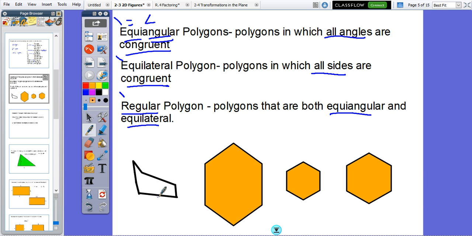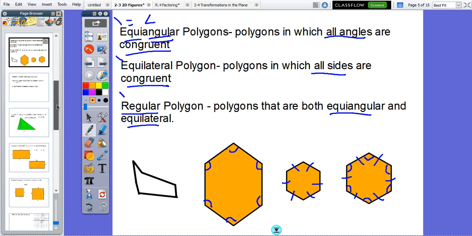Here's a very irregular, weird one. Here it's equiangular: all the angles are the same, but not all the sides are the same. Here, all the sides are the same, but not all the angles are the same. On this particular one, not only are all the sides the same, but all the angles have the exact same measure. So this is our example of a regular polygon right here.